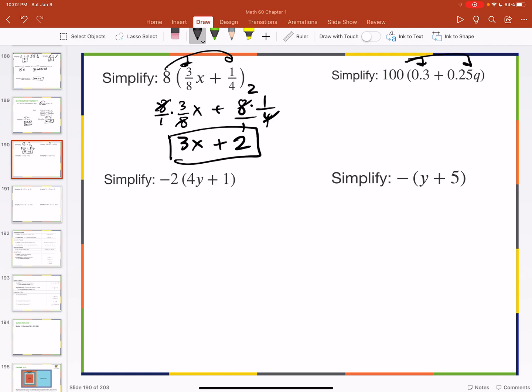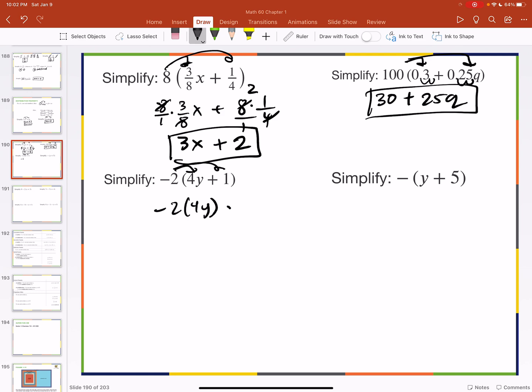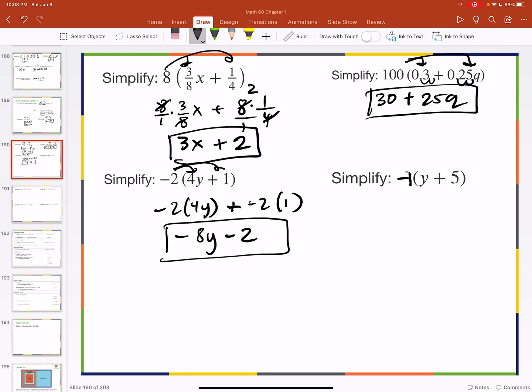Okay, let's go ahead and distribute the 100. 100 times 0.3 would give me, remember, 2 decimal places, that's 30 plus, and then this will move just 25q because of the 100. Let's do negative 2. Negative 2 times 4y, I'll write it out, plus a negative 2 times 1. So this is just going to be negative 8y plus a negative 2, so that's just minus 2. Now, if I don't have anything here, it's just the minus sign. It's assumed to be a 1. So negative 1 times y is just negative y. And then a negative 1 times a positive 5 is negative 5.